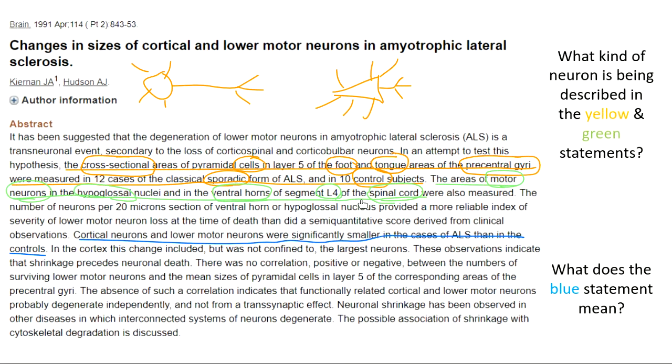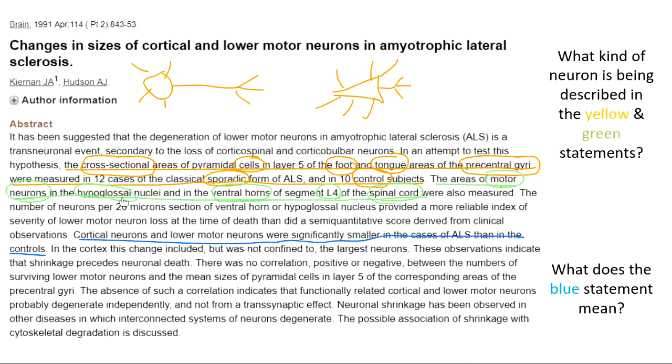When I talk about the ventral horns, what kind of neurons, upper motor neurons or lower motor neurons? Who lives in the ventral horn? Do we remember? Upper motor neurons or lower motor neurons? Who's got their cell body in the ventral horn? Yeah, so this is the location of a lower motor neuron, the one that's going to leave the spinal cord and go out to the body. That's the one in the ventral horn.